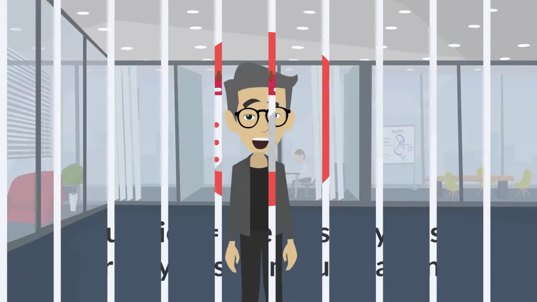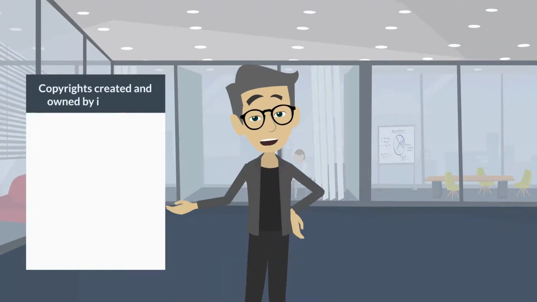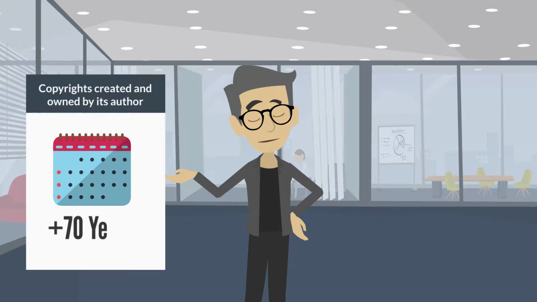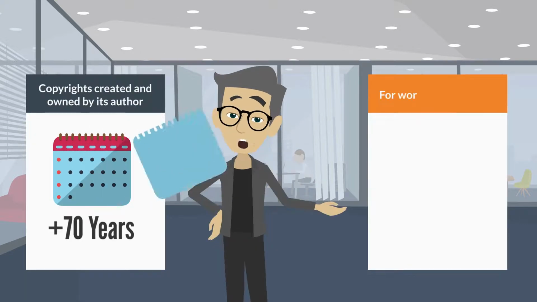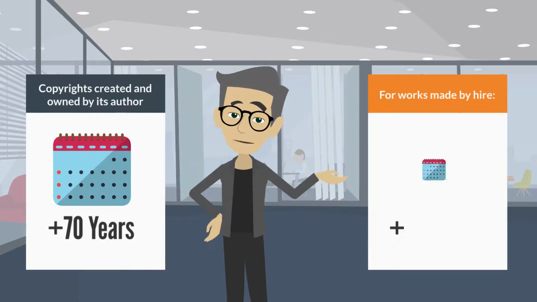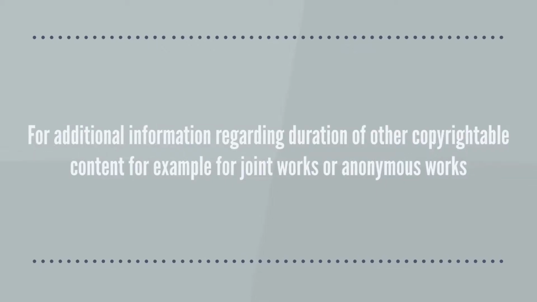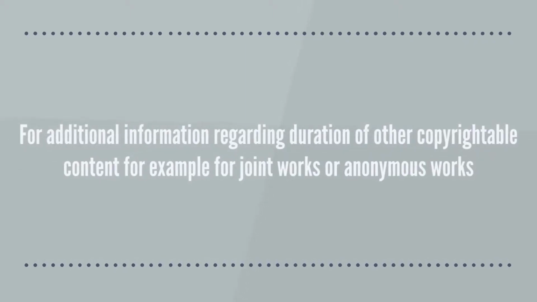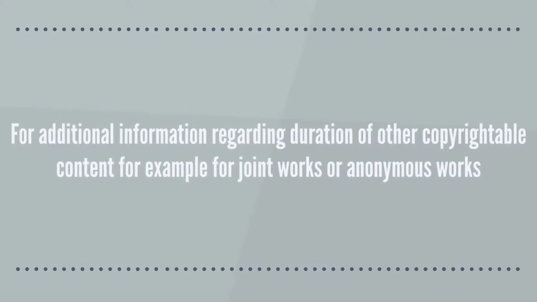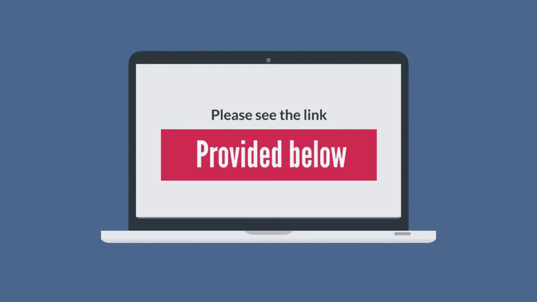Duration. For copyrights created and owned by its author, the duration of the copyright is the life of the author plus 70 years. For works made by hire, the duration of the copyright is 96 years from its first publication. For additional information regarding duration of other copyrightable content, for example, for joint works or anonymous works, please see the link provided below.